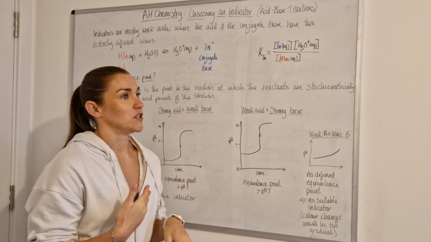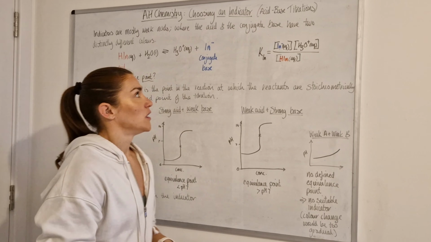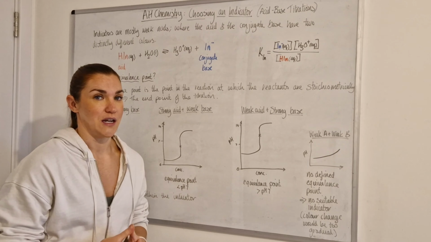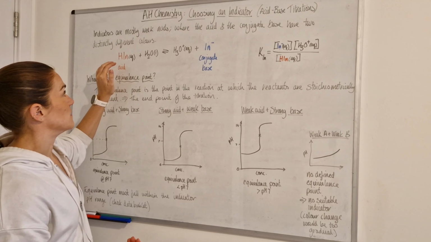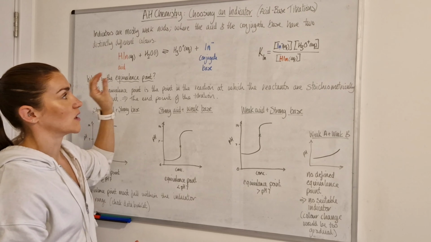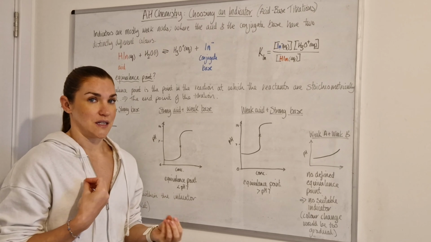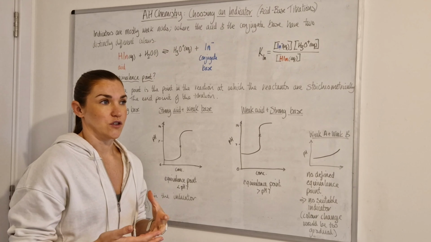Now, if we just talk a little bit first of all about what indicators actually are and how they work. So indicators are normally, for an acid-base titration anyway, a weak acid in which the acid molecule has a different colour to the conjugate base ion. And it needs to be a distinctly different colour so that you get a distinct colour change within your titration.